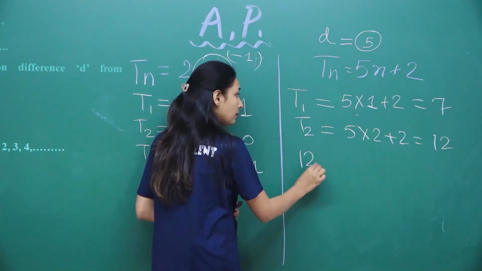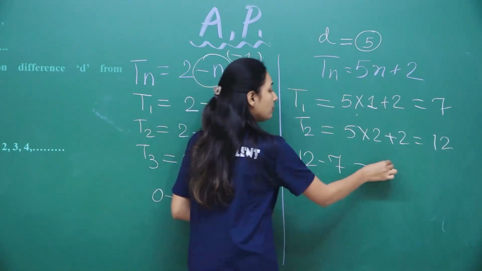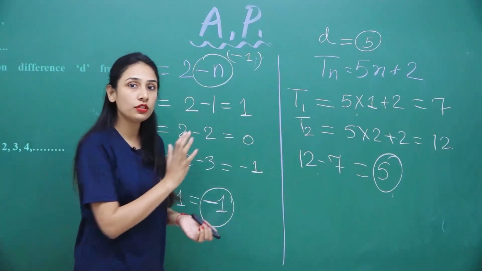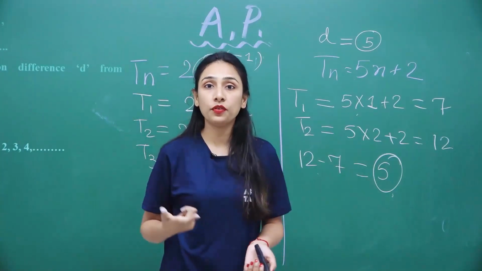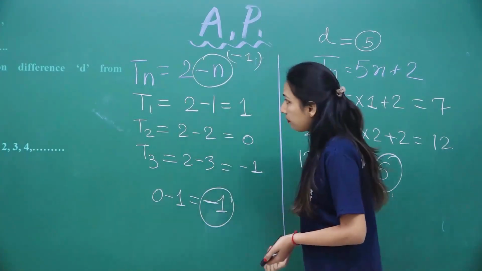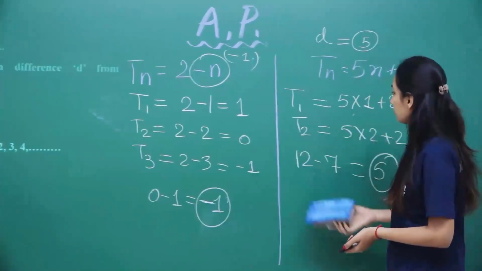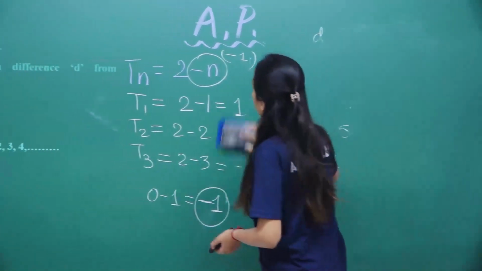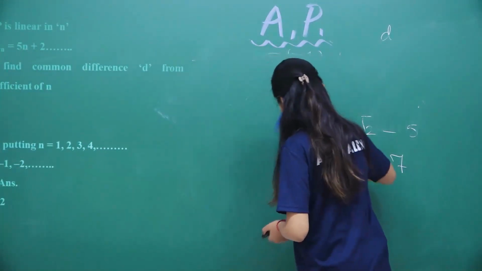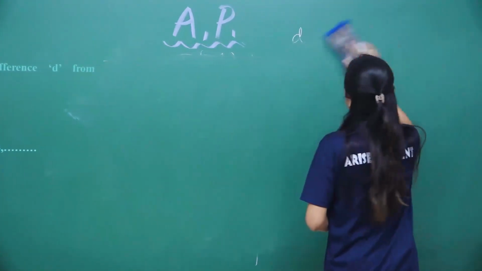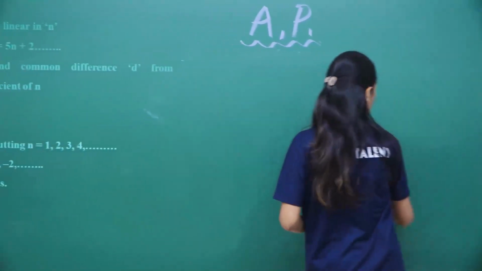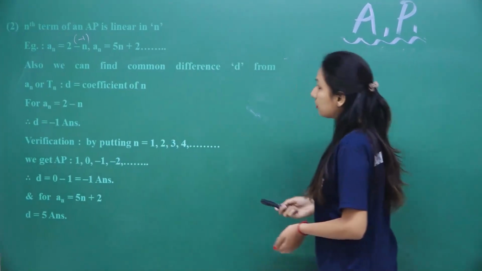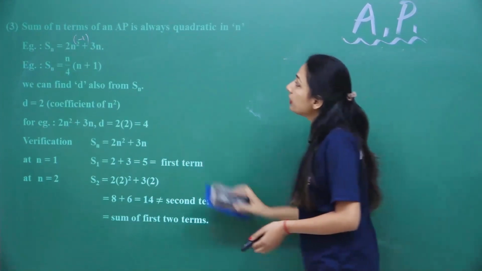Now, second term minus first term will be equal to 5. Now, 5 is again what? The coefficient of n. That means the coefficient of n will be the common difference of the particular given AP. Okay? Note it. So, verification, we have done this complete procedure. So, let's move forward to the sum.